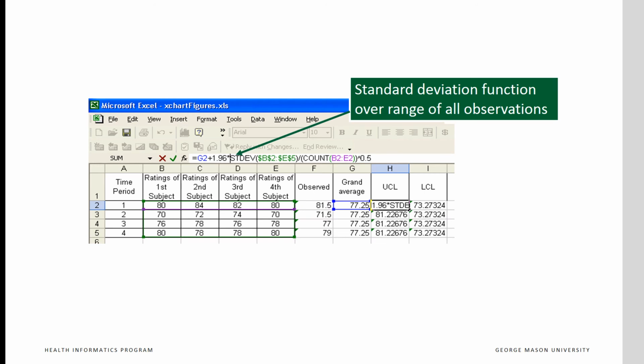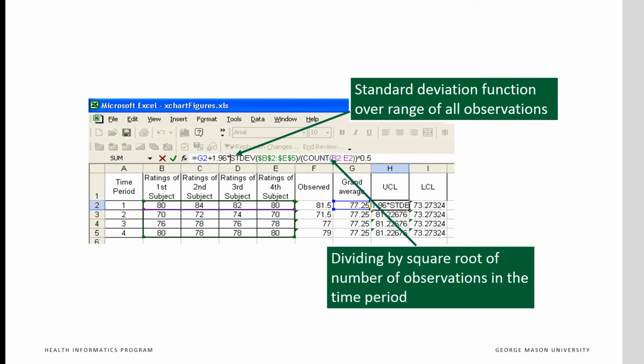Let us look at these calculations inside Excel. We begin with the calculation of standard deviation. You can use the standard deviation function in Excel to calculate the standard deviation of all observations. The function is equals stdev, and the arguments of the function are the range of the data. In this example, it's taking the data from the range B2 through E2.